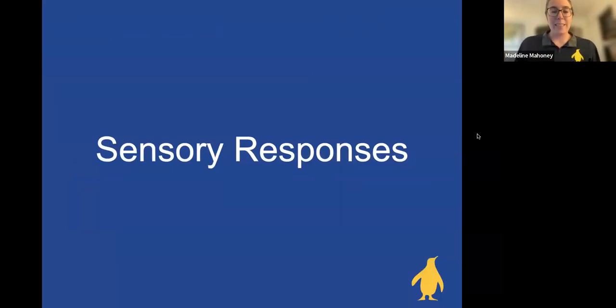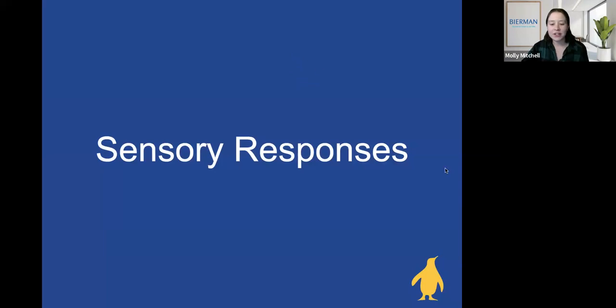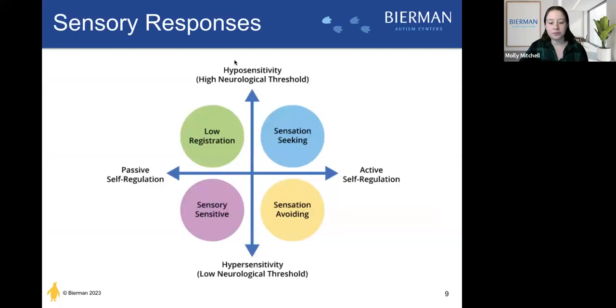Okay, and then Molly is going to take it away with sensory responses. Okay, so now we're just going to talk about the different ways that individuals respond to sensory input. So this is a visual that organizes the different types of responses to sensory input. We all respond in different ways to different sensory input, and there are four main categories of responses, including low registration, sensory seeking, sensory sensitivity, and sensory avoiding.